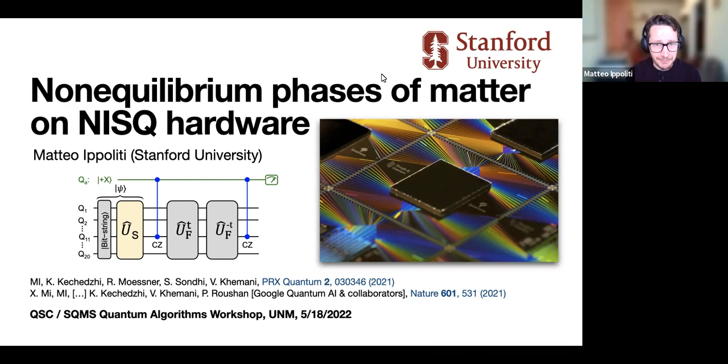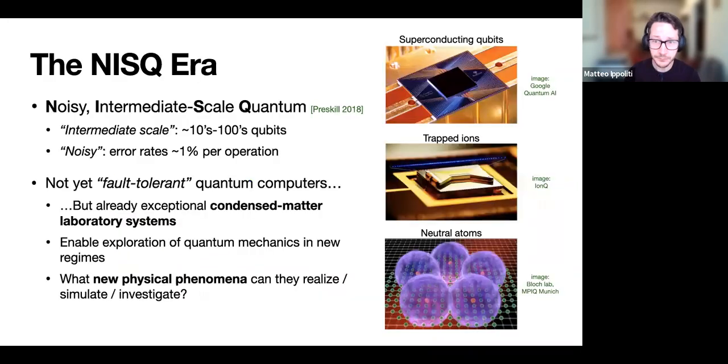So anyway, I'm going to talk about some of these recent works in collaboration with the Google Quantum AI group on realizing and demonstrating non-equilibrium phases of matter on NISQ hardware. This particular audience doesn't need any real introduction to the concept of NISQ, but just to set the stage, I'm going to give a very quick overview.